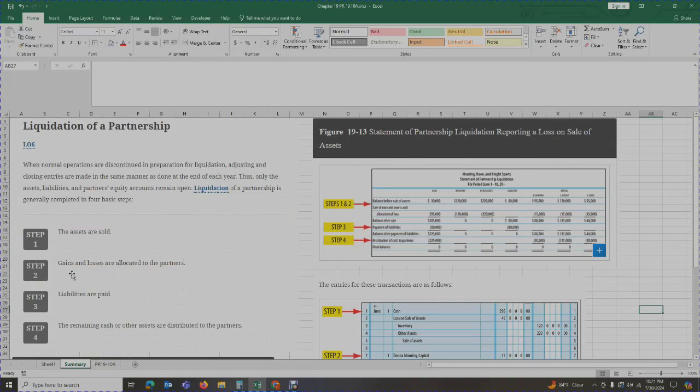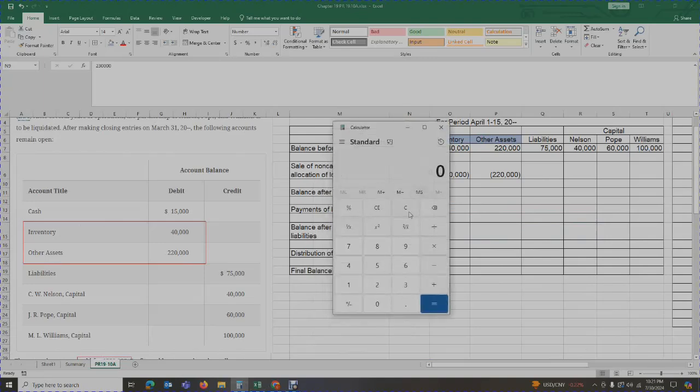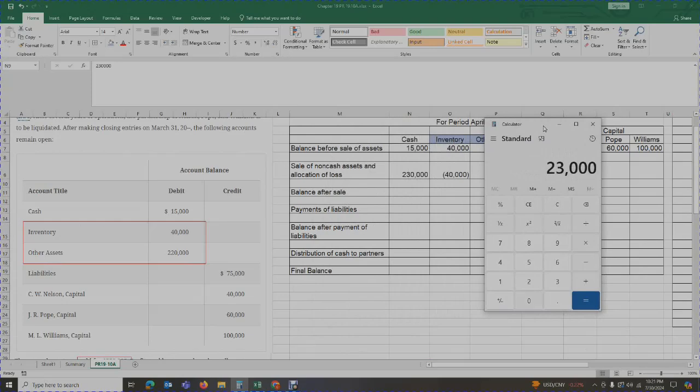We have to record any gains or losses allocated to the partners. So we have to allocate. Did we make a gain or did we make a loss? Well, we've already identified that we have a loss of $30,000, right? We figured out the $30,000 loss because we sold our assets at $230,000 and they were worth $260,000, okay? So we have a $30,000 loss.